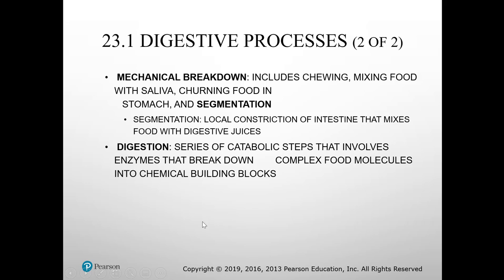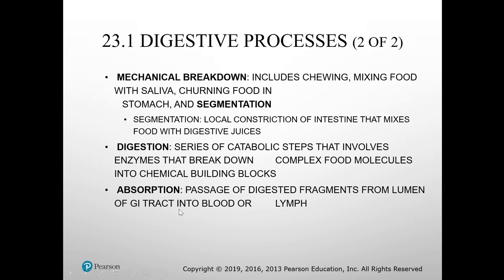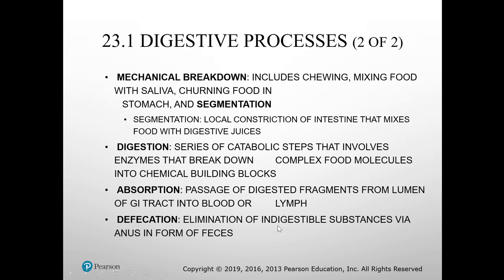And digestion is a series of catabolic steps that include enzymes that break down complex food molecules into chemical building blocks. And then you have absorption, which is the passage of the digestive fragments from the lumen of the GI tract into the blood or lymph itself. And then finally, the last process will be defecation. It's the elimination of indigestible substances through the anus in the form of fecal matter.